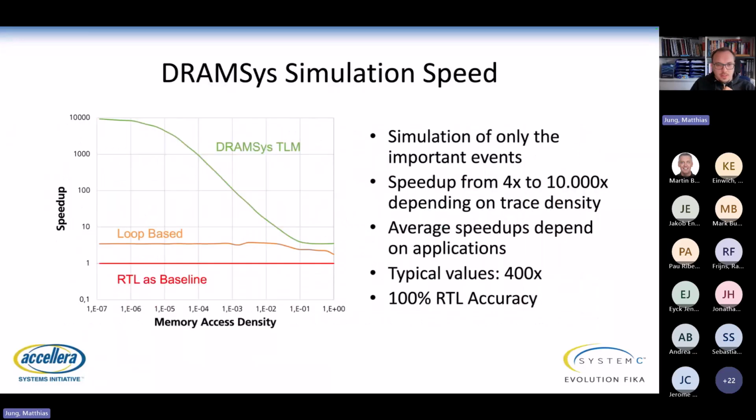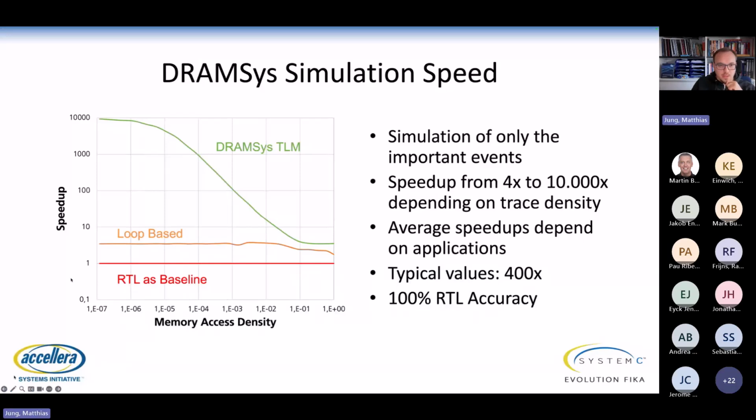So let's look at the speed. In this figure, we just compared against an RTL model. That's the baseline. And then we have executed here several traces that have a different memory access density. So 100% here means I want to have basically each and every clock cycle something out of the DRAM. So we want to have 100% bandwidth. Here we have 10% bandwidth, 1%, 0.1, and so on and so forth.